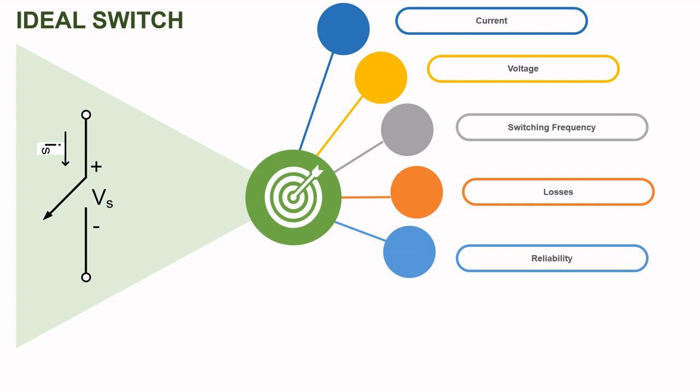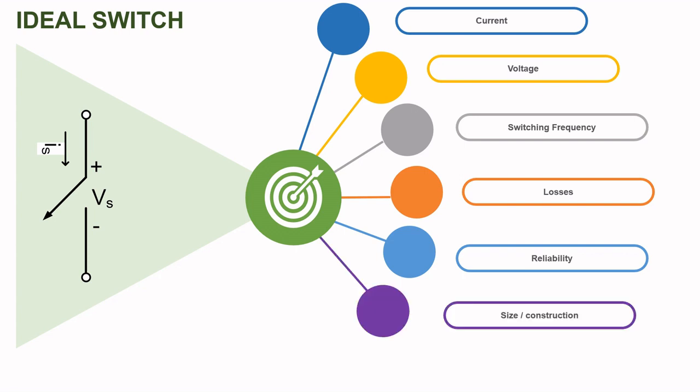The ideal switch should be 100% reliable. Whenever the command is given to the switch, switch should operate, and when the command is not given to the switch, switch should not maloperate. About size and construction, the size of the switch should be as small as possible and the construction of the switch should be simple. If we are able to achieve all these properties in any of the switch, we can call that switch an ideal switch.